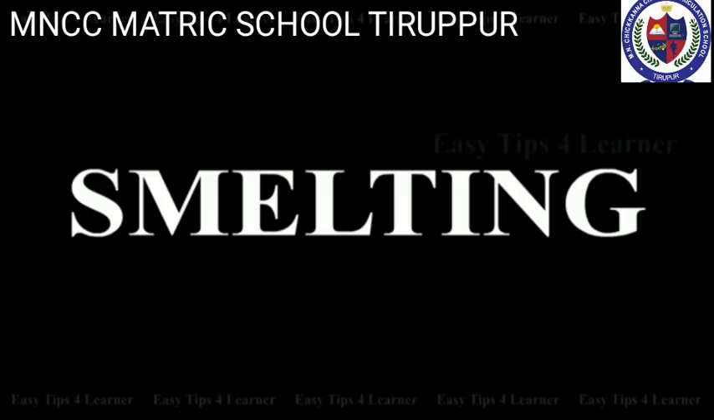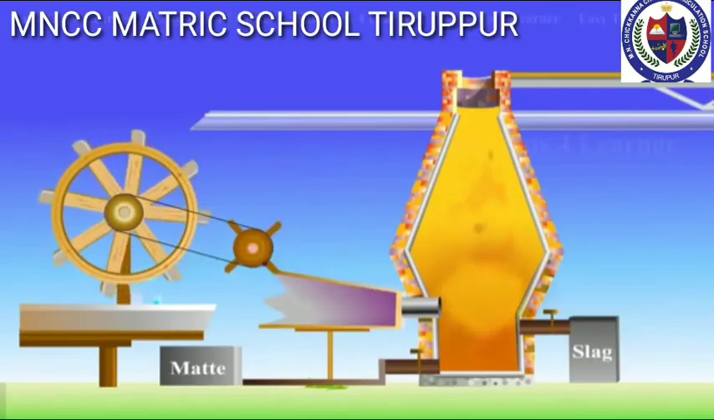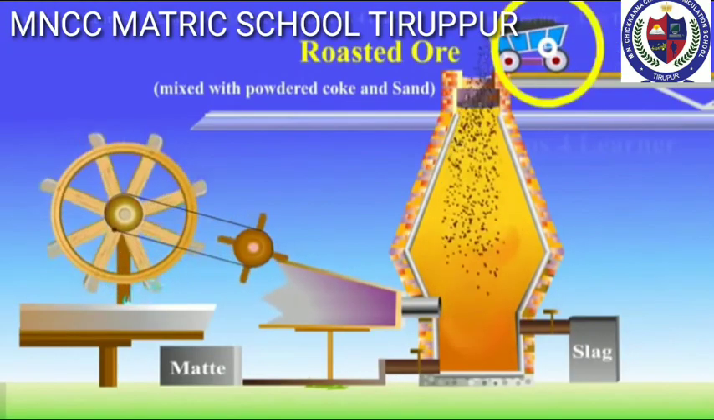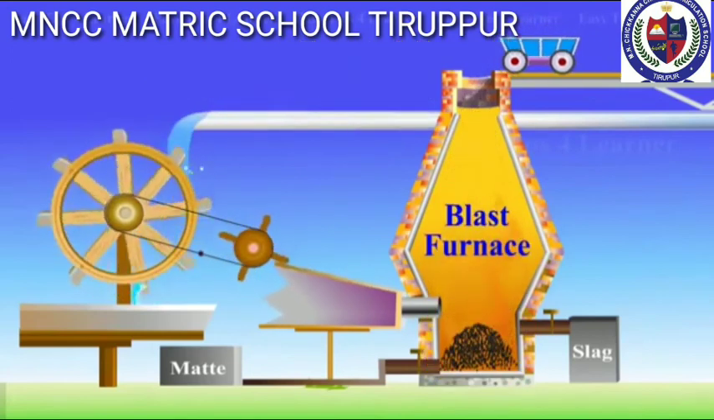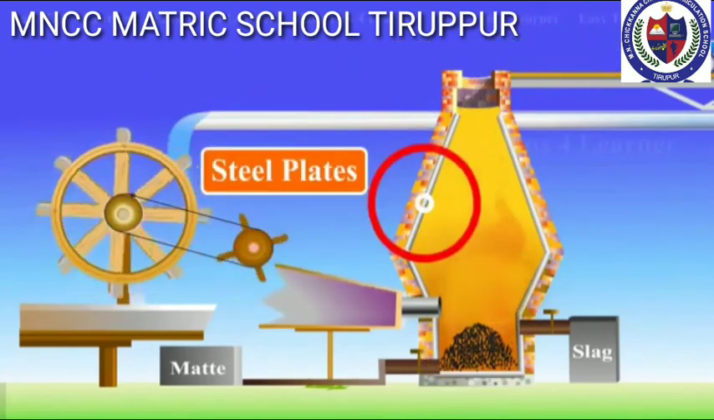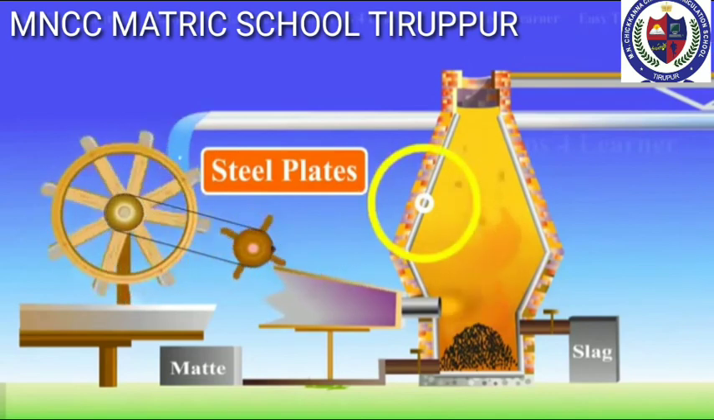Next we move to smelting process. The roasted ore is mixed with powdered coke and sand and is heated in a blast furnace to obtain matte and slag. The slag is removed as waste.